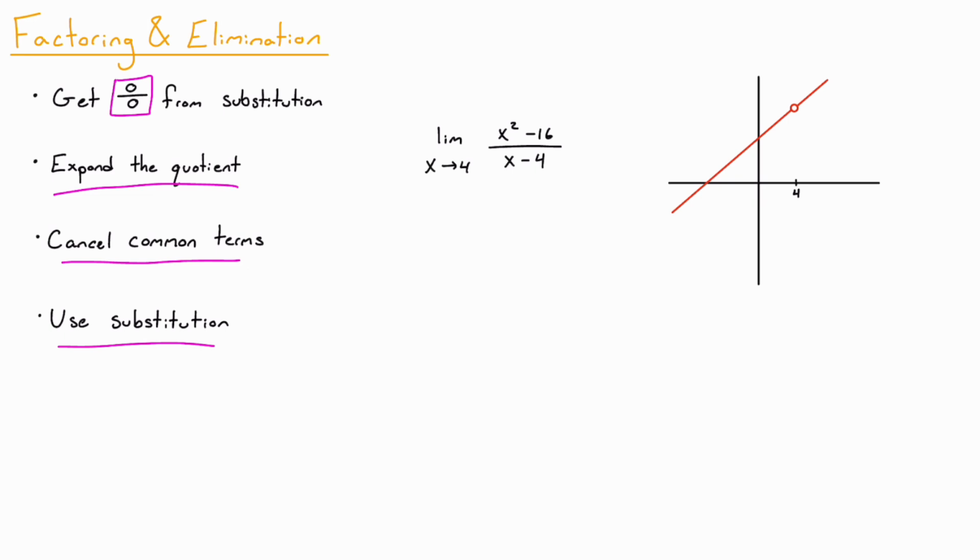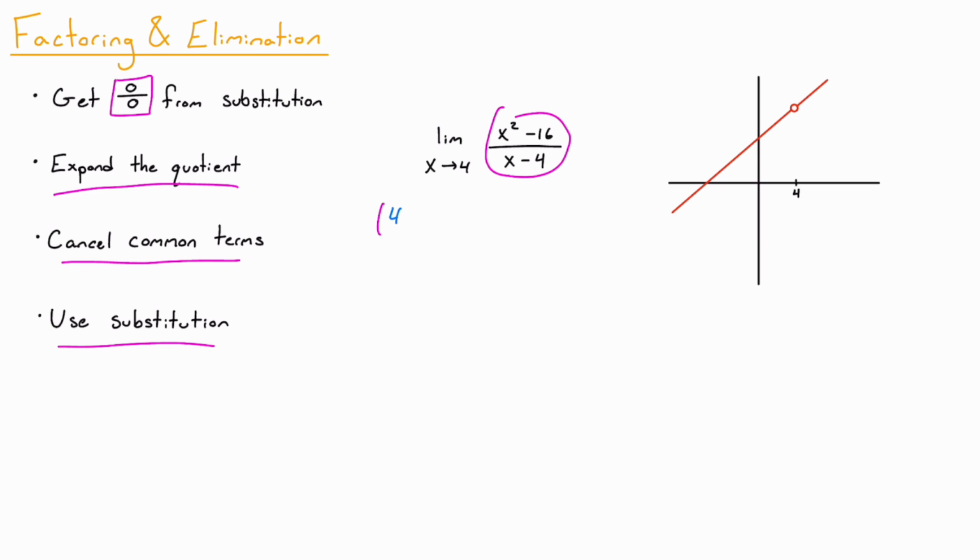So for these problems, we actually saw this similar style of problem in our last video, where this is just a hole in a line. But let's go ahead and solve this without using the table method like we did last time to find the limit. So our first step, right, is to get 0 over 0 from substitution, get an indeterminate form. So let's go ahead and just plug 4 straight into our problem first and see what we get.